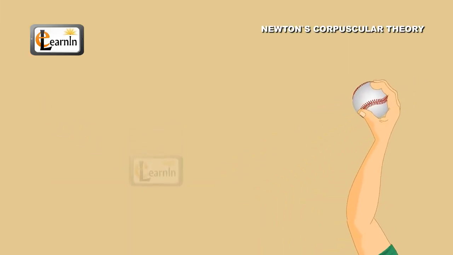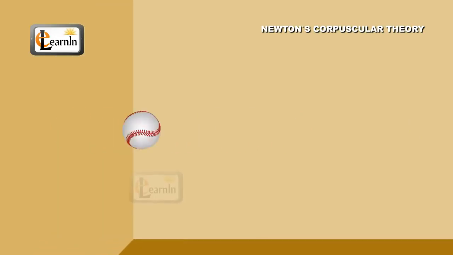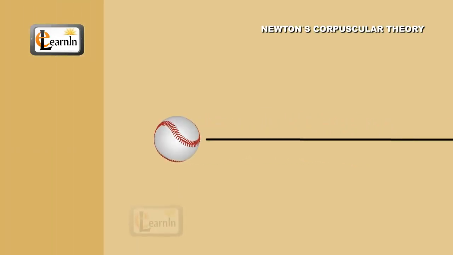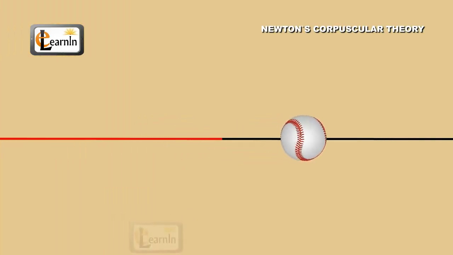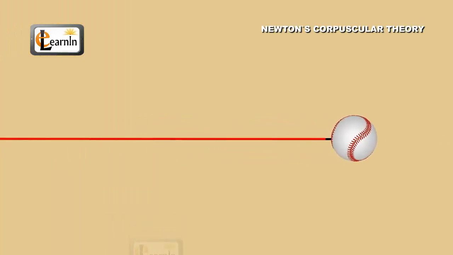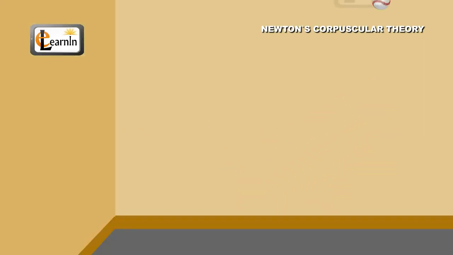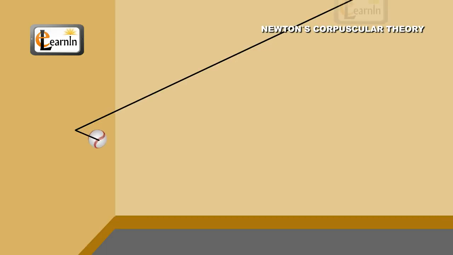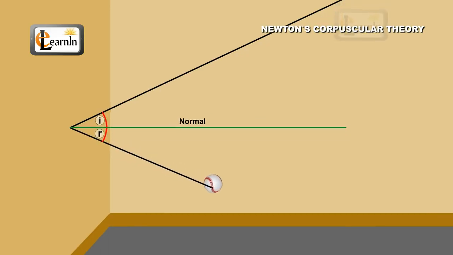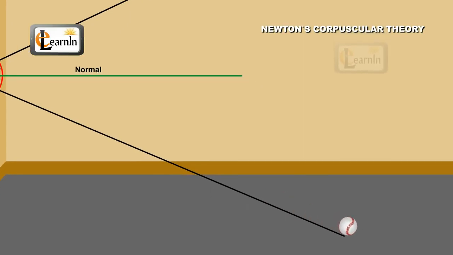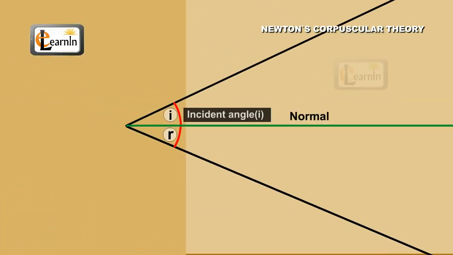Consider the case of a perfectly elastic ball that hits the wall, which is a rigid plane. When this ball hits the wall normally, it bounces back and travels along the same path that it takes during the throw. However, when this ball is thrown at an angle to the wall, it bounces back and away from the wall at an equal angle with respect to the normal. However, it takes the opposite direction. The angle of incidence, i, of the ball is equal to the angle of reflection, r.